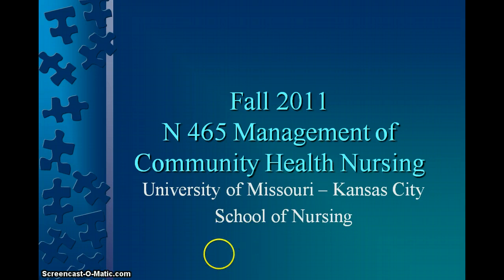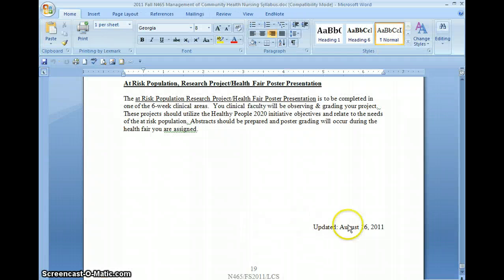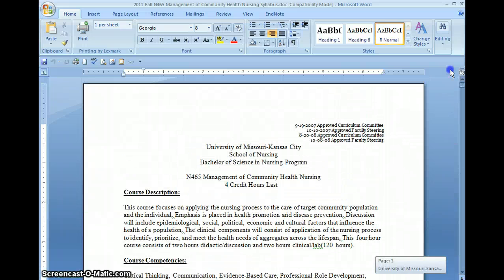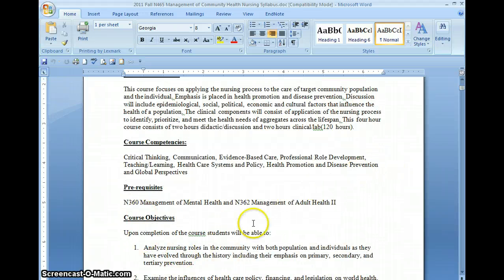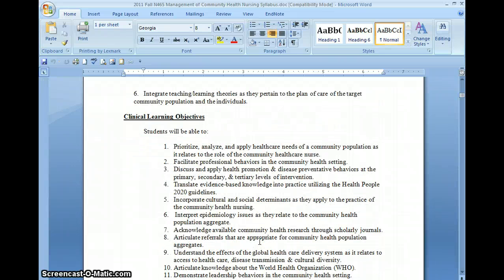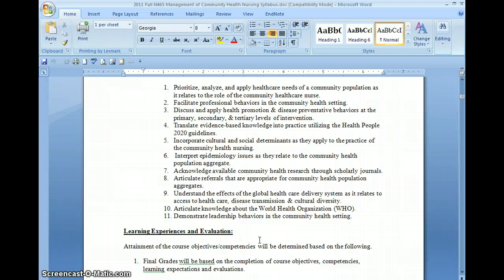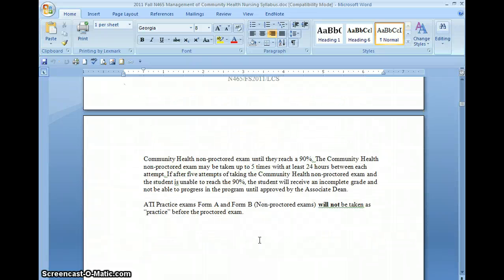I just want to go over just a few things with you. One of those things is the actual syllabus. The course description is obviously what's in the book, and all the prerequisites and everything. Clinical learning objectives are things we hope they learn that match their objectives, and they are evaluated on.